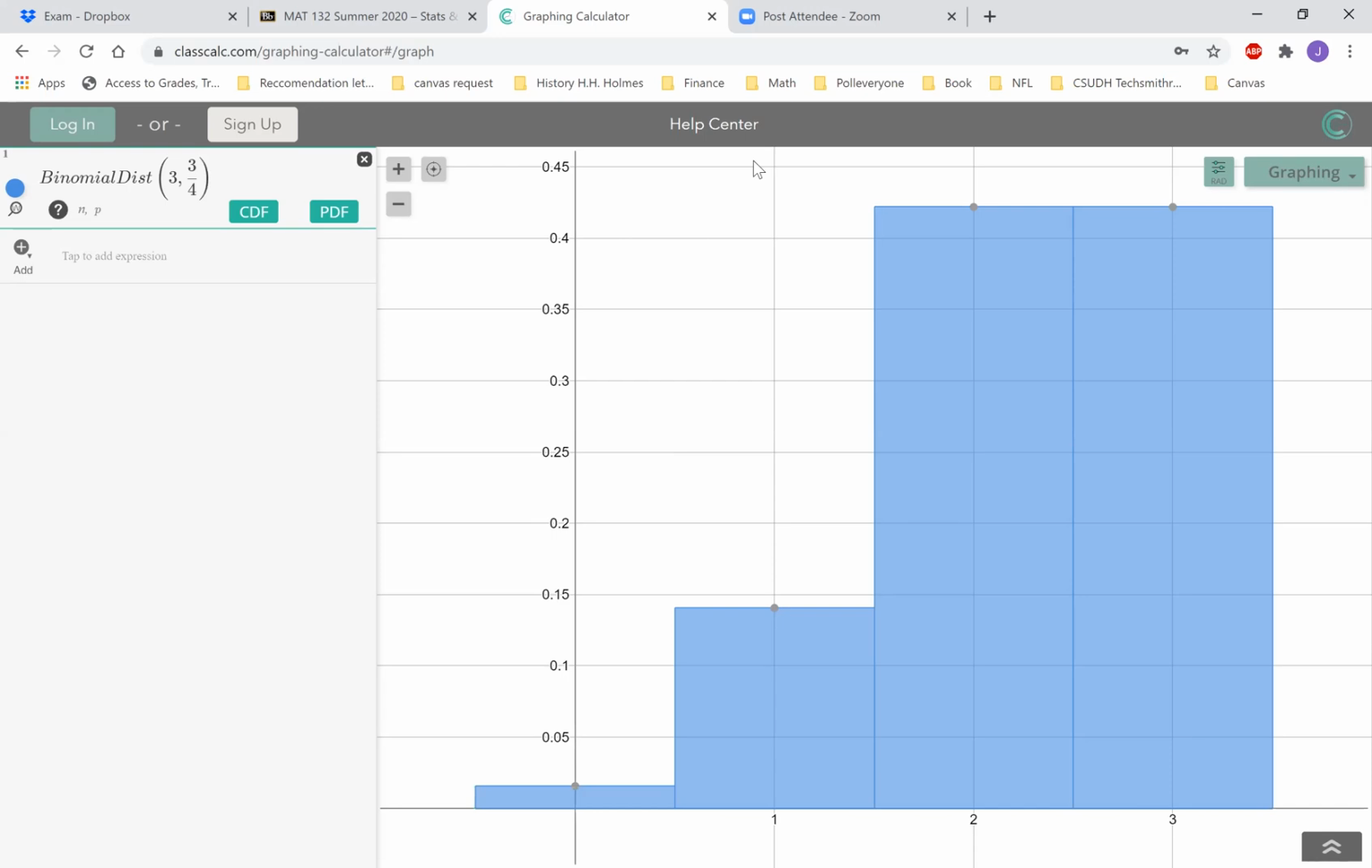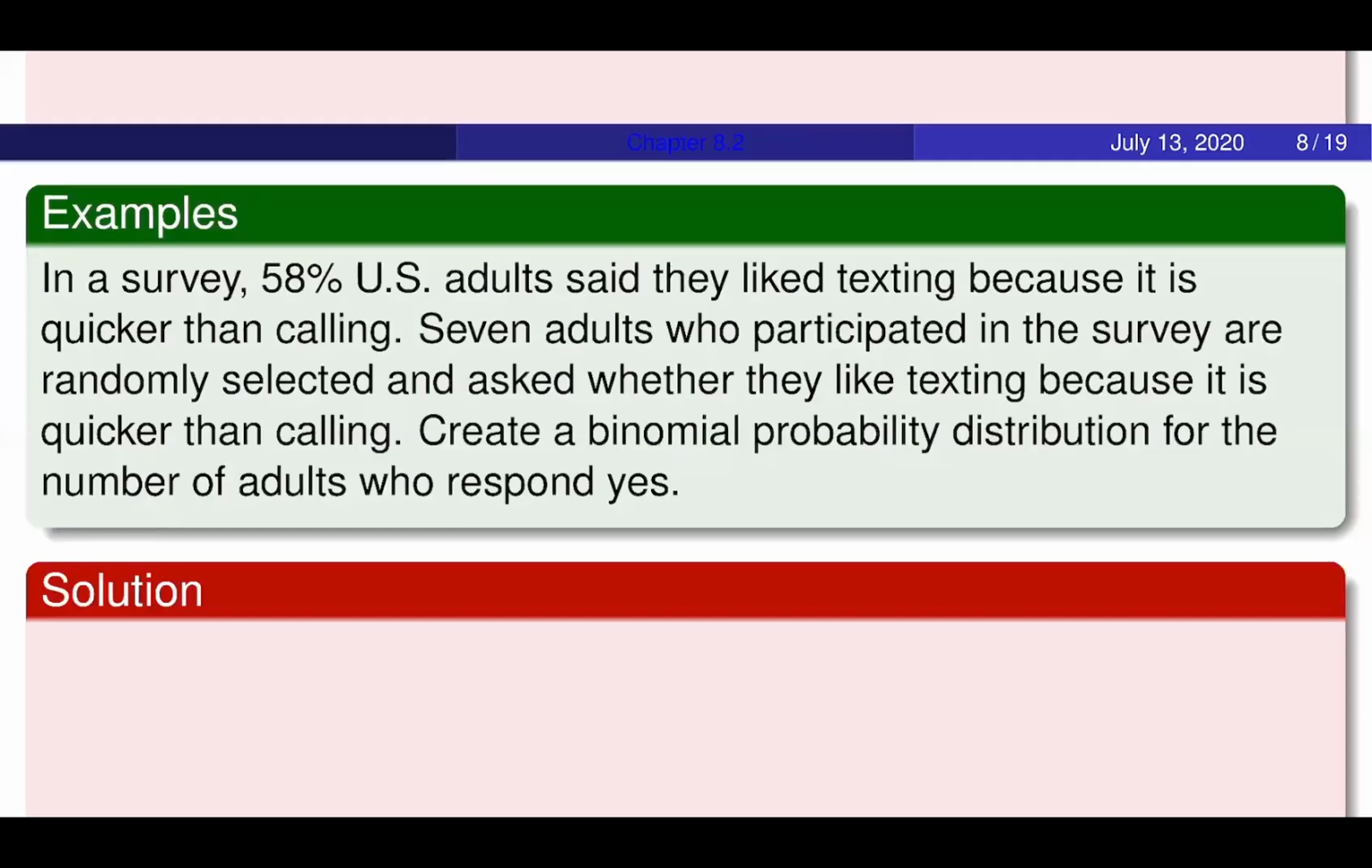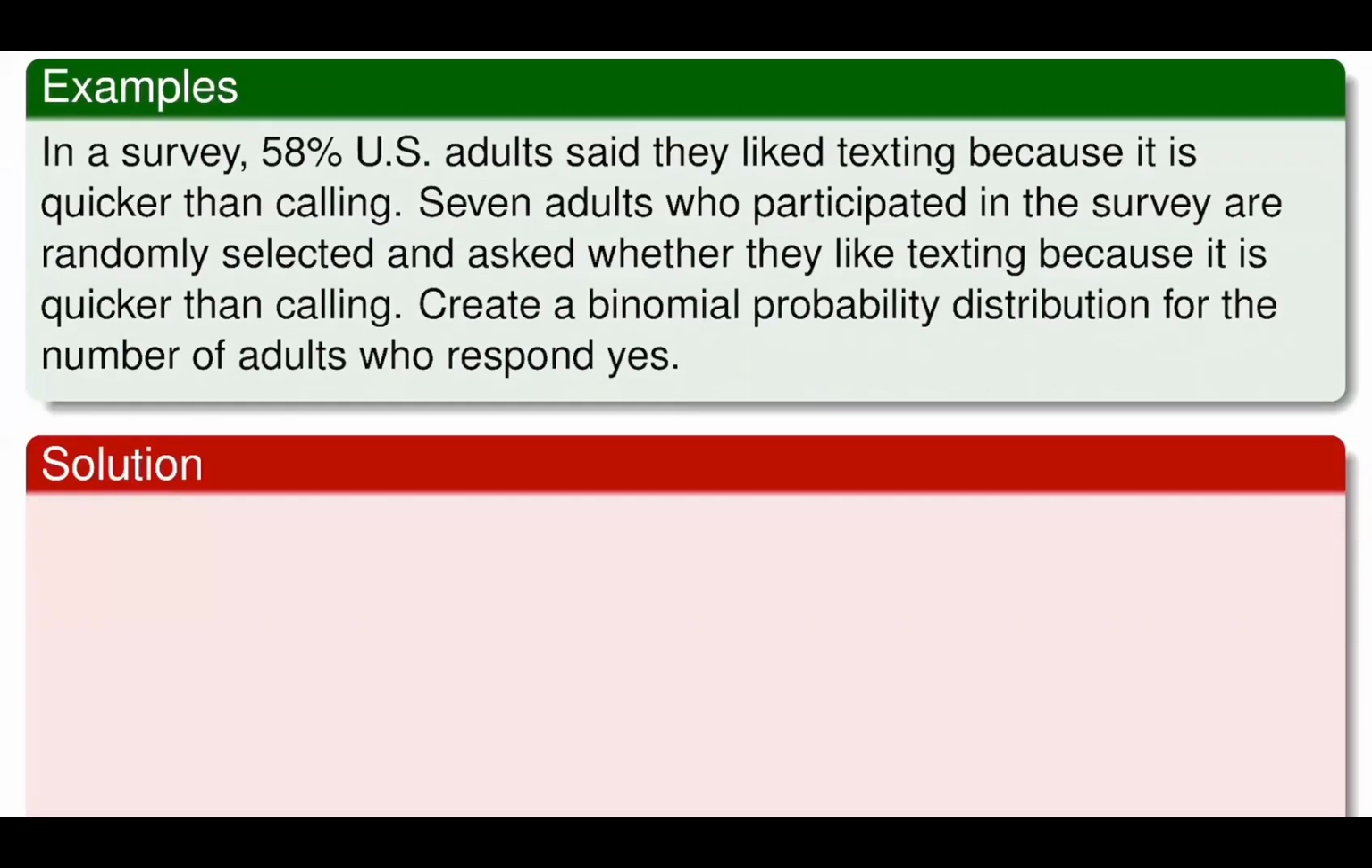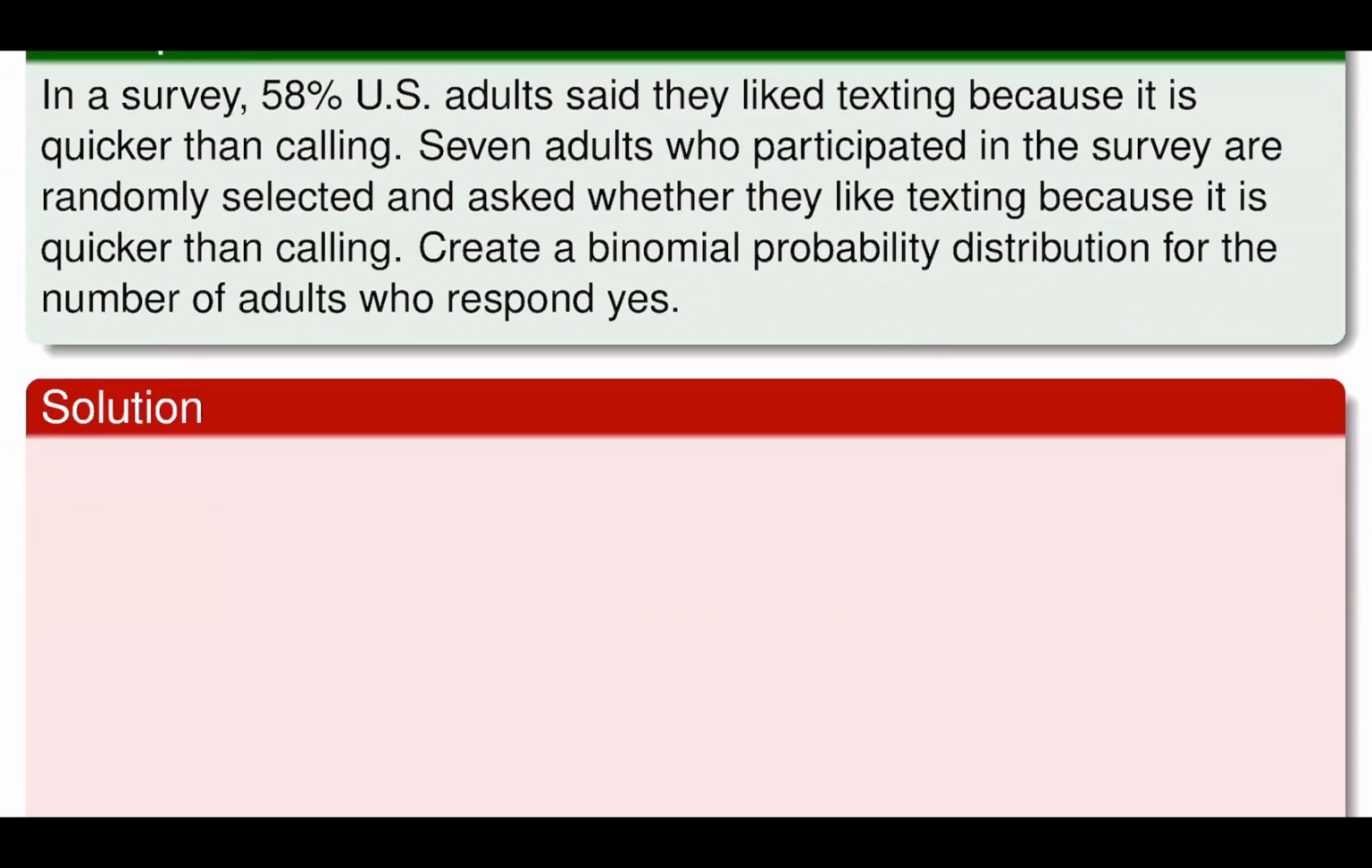So let's go on to the next problem. All right. So what I want you to do is create a binomial distribution for this next problem. I'll get it started for you, I'll create this for you so that you know what you are looking for. So you have x, you have P of x.